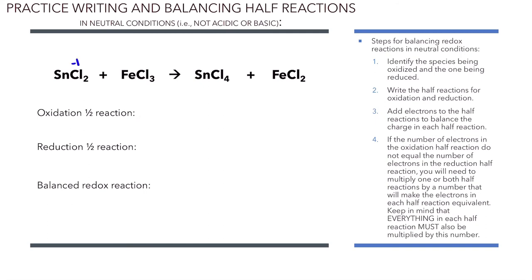So chlorine is -1. There are 2 of those, so tin is going to have to be a +2 in order to balance that out. Chlorine here is -1, and there are 3 chlorines here, so there's going to have to be a +3 on this iron to balance that out.